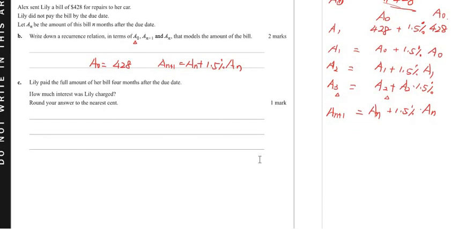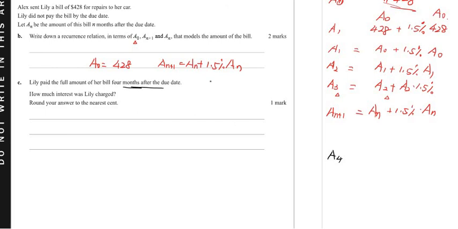Now, part C. Lily paid the full amount of her bill 4 months after the due date. How much interest was Lily charged? Round your answer to the nearest cent. Okay, so one thing to note is that 4 months after the due date, the n that you're looking for over there is going to be your A_4 here. It depends on which equation that you're using, and if you're going to use this geometric sequence equation, then you're going to look at A_4. If you're going to use this equation, you're going to look at A_4.